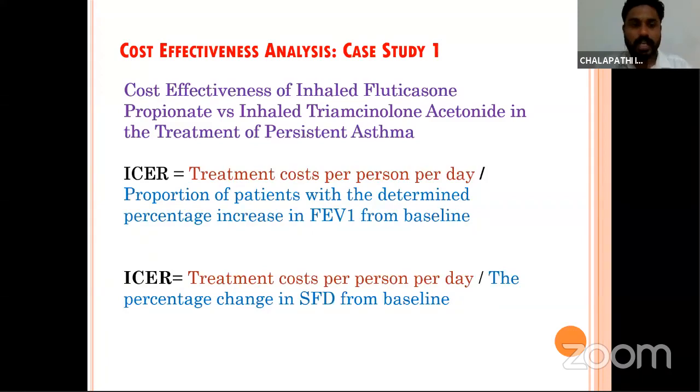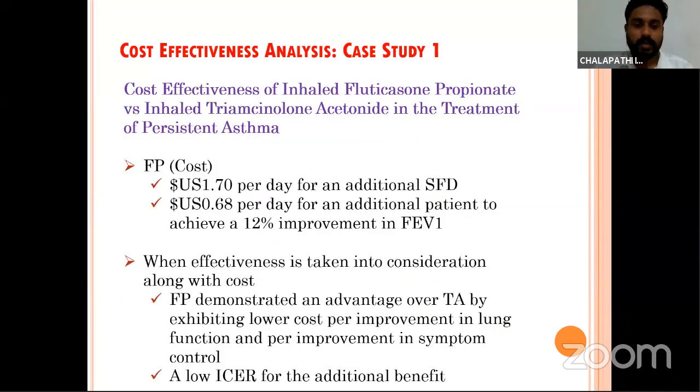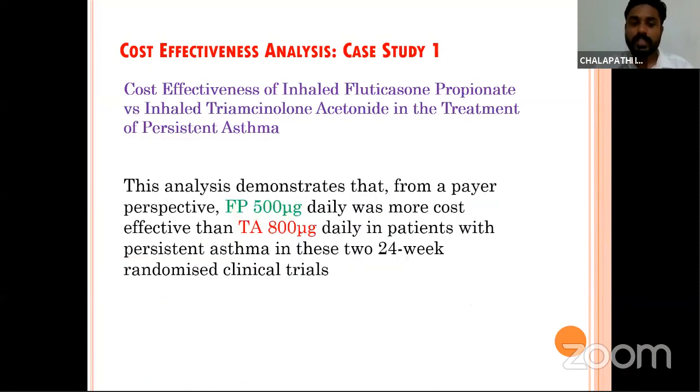So after all this calculation, this article has told that FP demonstrated an advantage over TA by exhibiting lower cost per improvement in lung function, per improvement in symptom control. So that was the interpretation. What they said is, FP is better than TA. So if you stop here at ICER, you can tell that FP is better than TA. So our pharmacoeconomic evaluation is over.